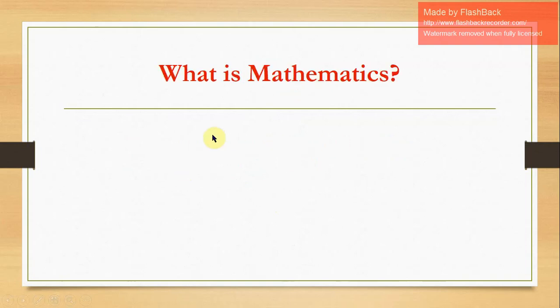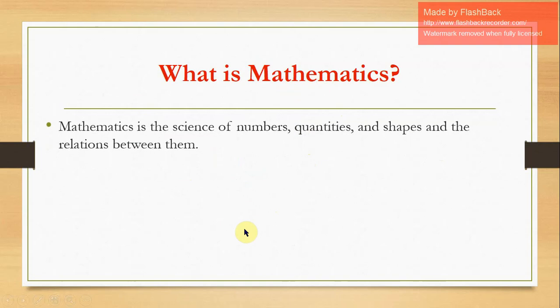But before discussing this one, let's define mathematics first. What is mathematics? Mathematics has a lot of meanings. But in this video, I will cite some simple meanings for mathematics para mas madaling maintindihan. The first definition of mathematics is that mathematics is the science of numbers, quantities, and shapes, and the relations between them. So, when it talks about mathematics, hindi mawawala yung numbers and shapes, as well as quantities.